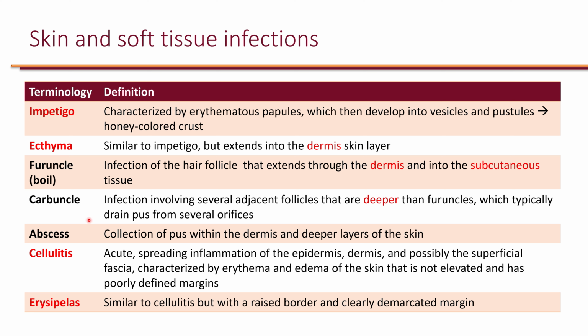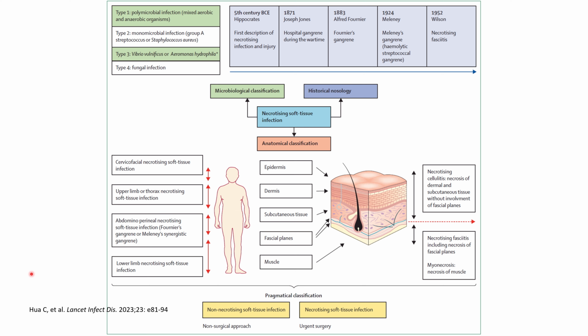Cellulitis is an acute spreading inflammation of the epidermis, dermis, and possibly the superficial fascia. It's characterized by erythema and edema of the skin that is not elevated and has poorly defined margins. Erysipelas is similar to cellulitis but with a raised border and clearly demarcated margin. These infections are considered superficial in the sense that they are not necrotizing. When it comes to necrotizing soft tissue infection, essentially we get deep into the skin tissue.